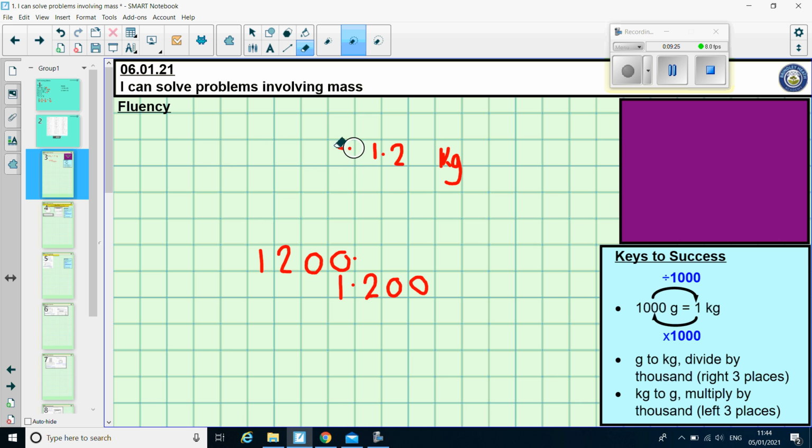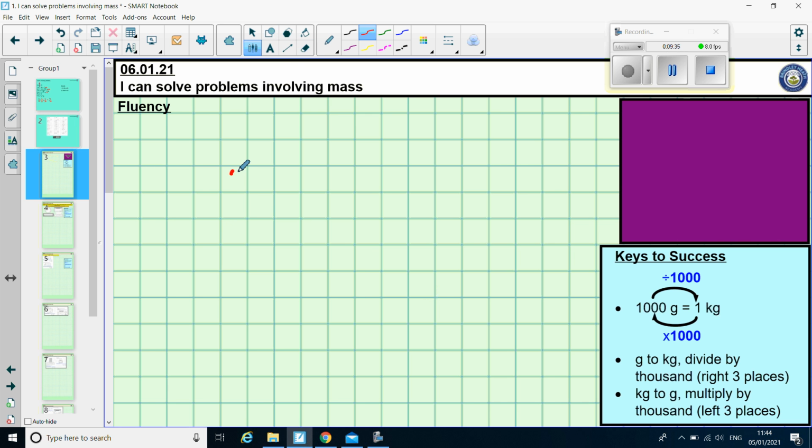Okay, going to have a go at another question now, this time doing it the other way round. This time I'm going to have a question that's in kilograms, and I'm going to change it into grams. So I'm going to go 3.5 kilograms, and I want to know what that equals in grams. When I'm converting to grams, I've got to multiply by 1,000. So remember, multiplying something by 1,000, you move 3 places to the left.